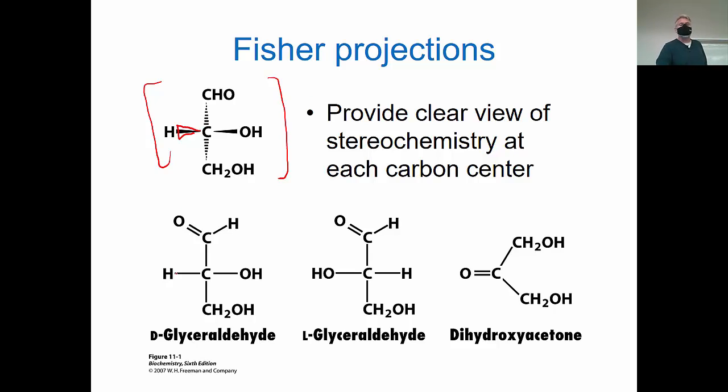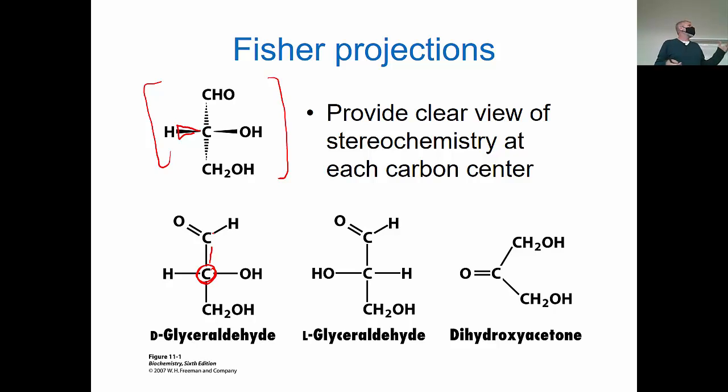The Fisher projections at the bottom are a little bit different. So here's the key to a Fisher projection. When we look at any carbon, vertical lines are always pushed away, in this case into the board, the wall. Horizontal lines for a Fisher projection are always coming out. That might seem weird right now, but we'll figure out why in a second.